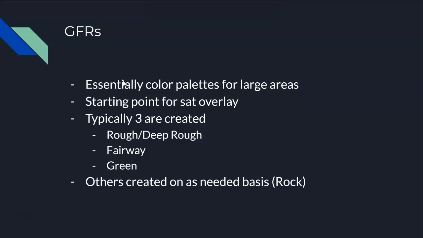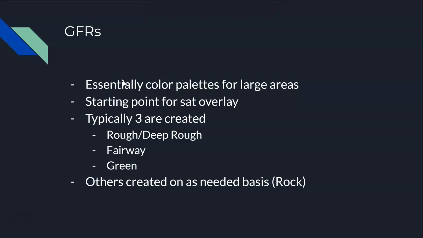One layer is your rough and deep rough. You could create a separate deep rough layer from a separate rough layer. That's completely fine. But for the most part, on the courses that I do here in Pennsylvania, the rough and deep rough have roughly the same coloring, so I do those the same. But there's no reason why you couldn't create 4 layers and have a separate rough and deep rough. No problem. Create one for fairways and then another one for greens.